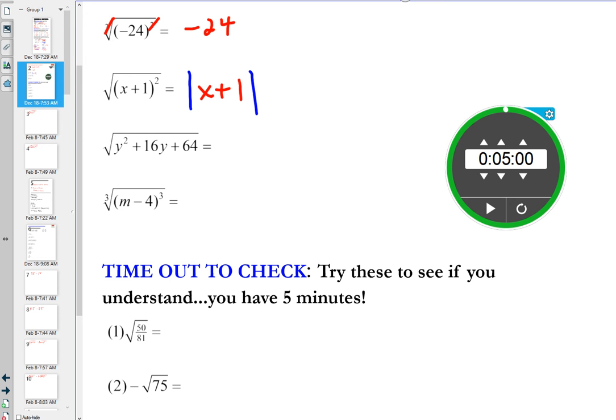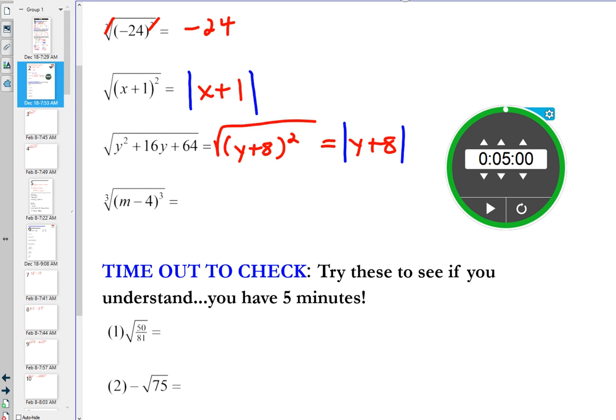Factor. If you were to factor what's on the inside, that is a perfect square trinomial. It's the same thing as saying y plus 8 squared. And once you put that in the square root, it becomes just like the one before. The square and the square root are going to cancel out. So Edwin, what are we going to end up with? It is going to be y plus 8. What else?